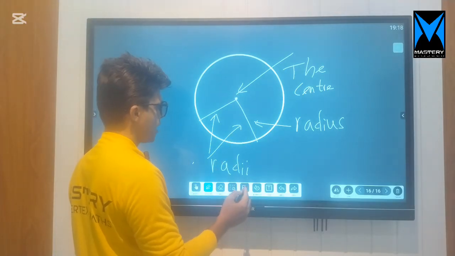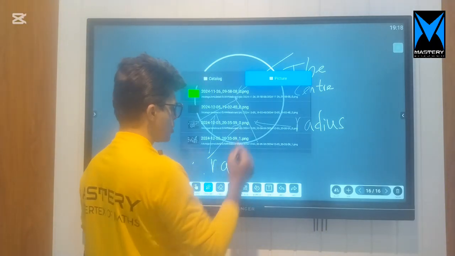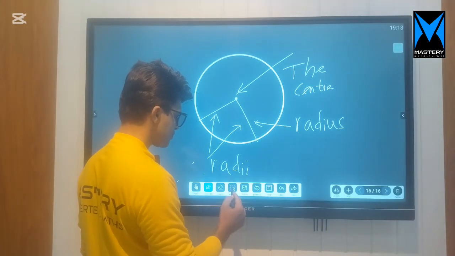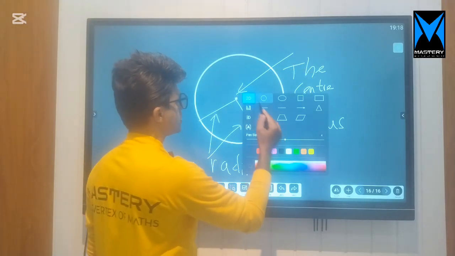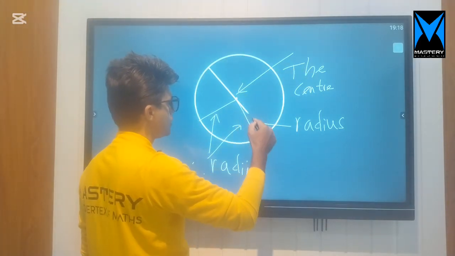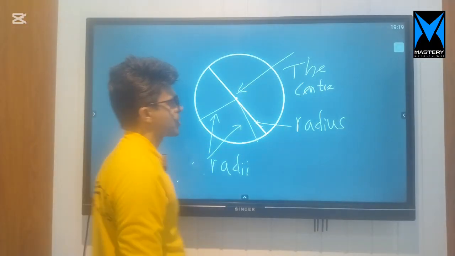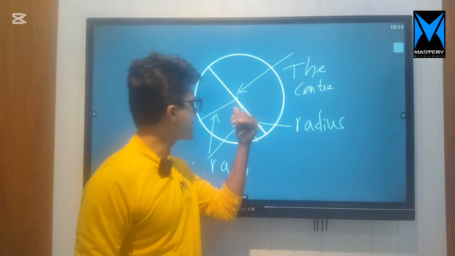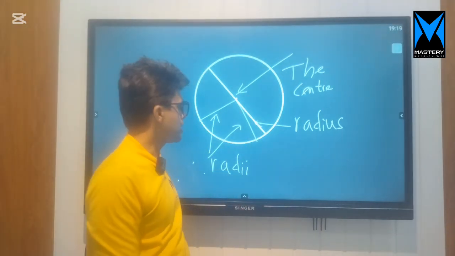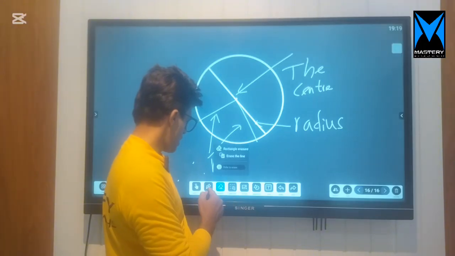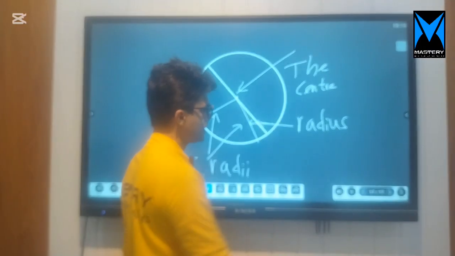Then the other thing: from here to here, the distance. This is the diameter, the straight line that goes through the center. From here to here, the distance, we name as diameter. And this is the radius. These are the basic things.